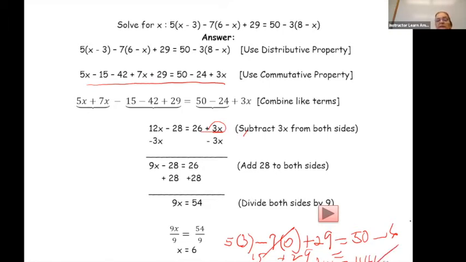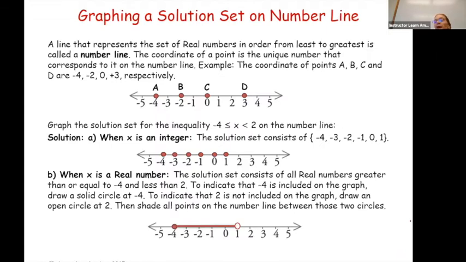Now remember, there's nothing here that said you had to check it, but for your own benefit, so that you know you did it correctly, you're going to want to check it. And remember that in checking, we always go back to the original equation.